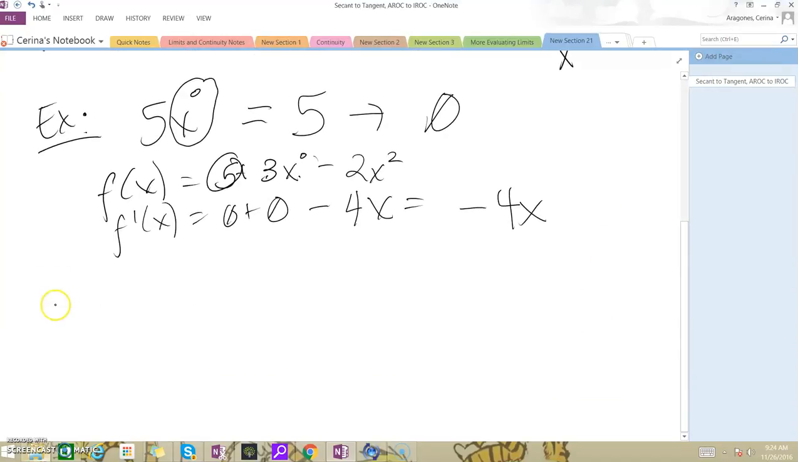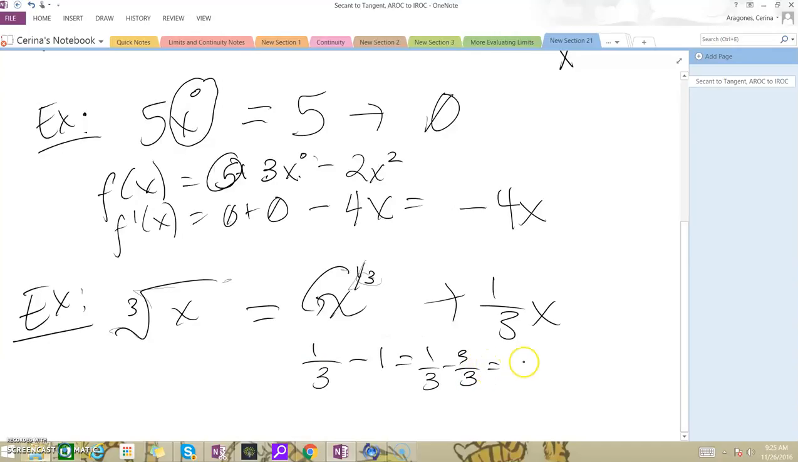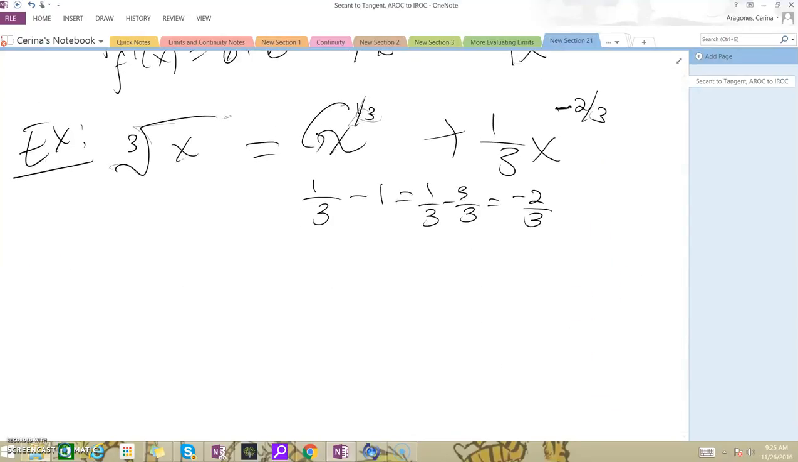Another one, the last one, would be if you got something like the cube root of x. This is actually rewritten as x to the 1/3. Whenever you have a root of something, you can just write it to the 1 over whatever root you have. So then the derivative would be this multiplied by the coefficient, and then you subtract 1. So 1/3 minus 1 is 1/3 minus 3 over 3, which is equal to negative 2 over 3. To simplify this, it would become 1/3 x to the negative 2/3. So you see how it's to the negative 2? That means it goes on the bottom.